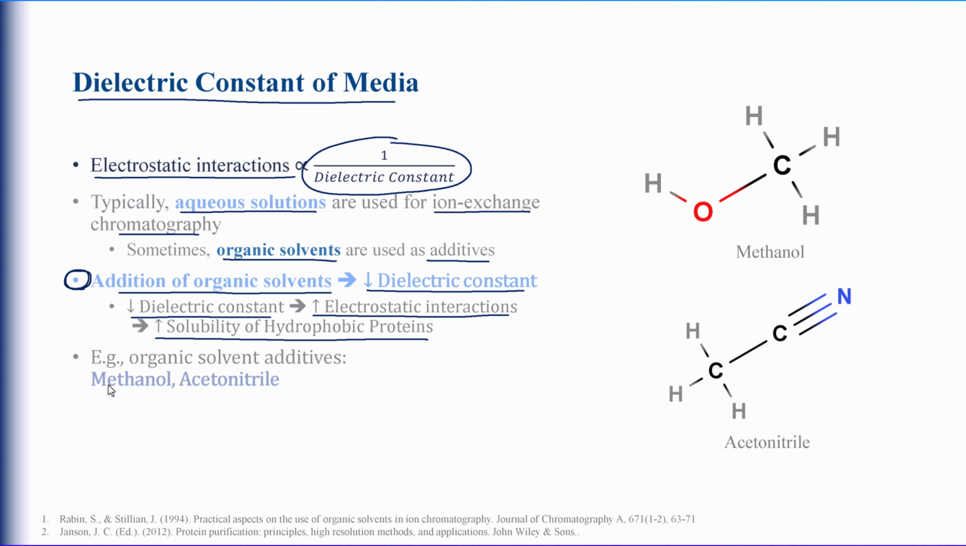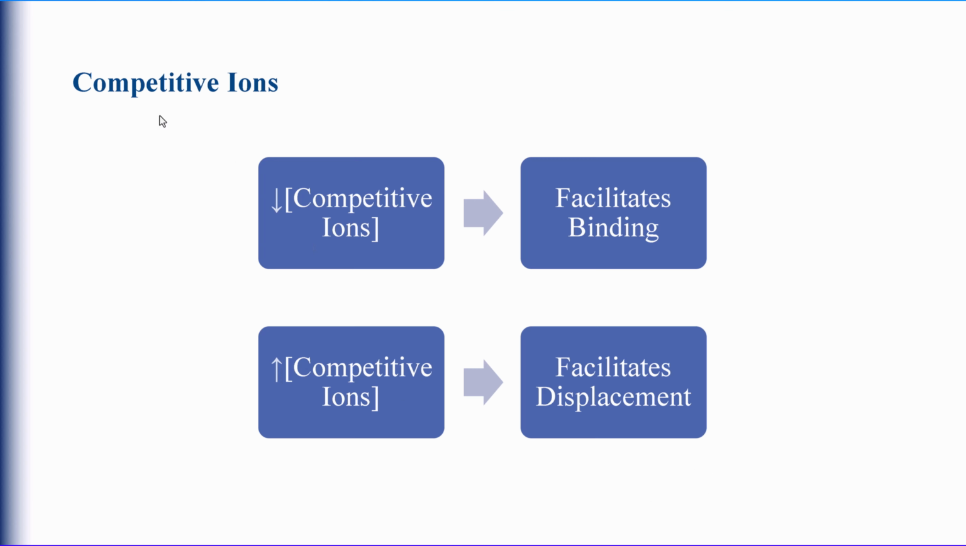Examples of organic solvent additives that can be used include methanol and acetonitrile. Here you can see methanol, and you can also see the structure of acetonitrile for your reference. And lastly, I want to discuss competitive ions. I'll keep this brief and simple. As you decrease the concentration of competitive ions, this will facilitate binding of the target protein to the column. When you increase the concentration of competitive ions, they will compete with the target protein, and this will facilitate displacement or desorption of the target protein from the column. I think this is simple and intuitive to understand.